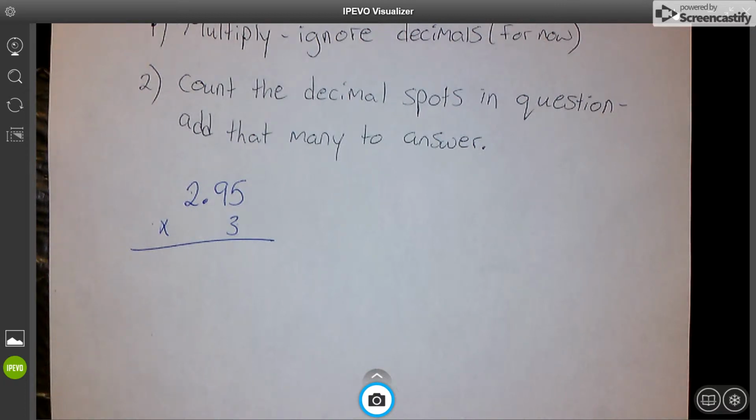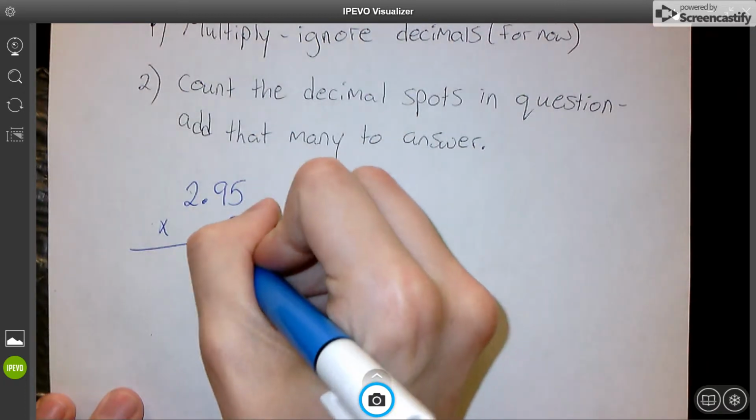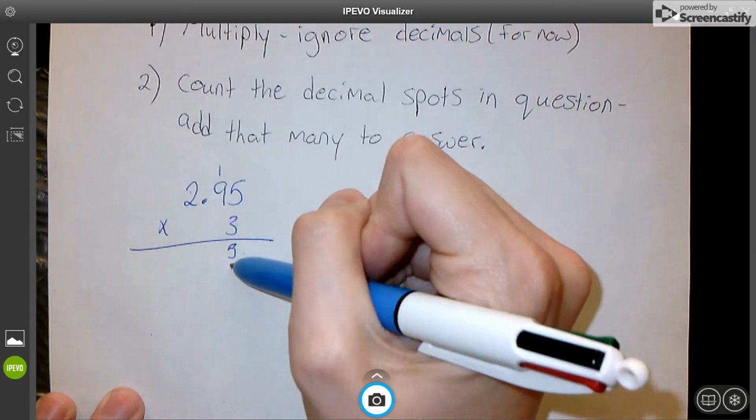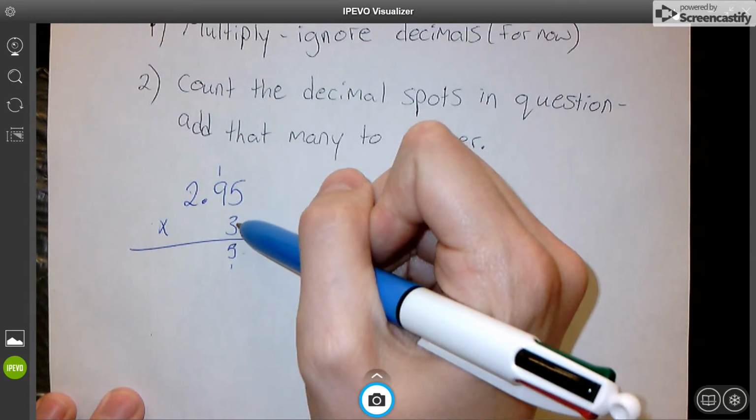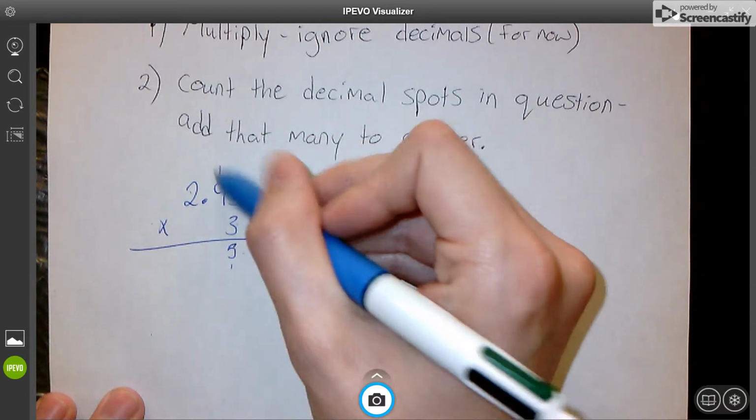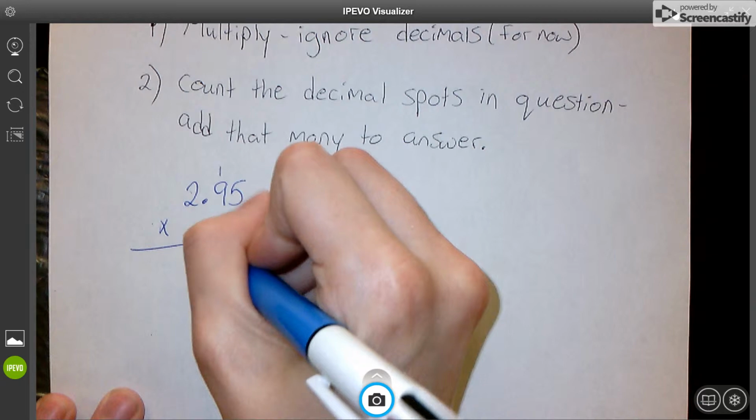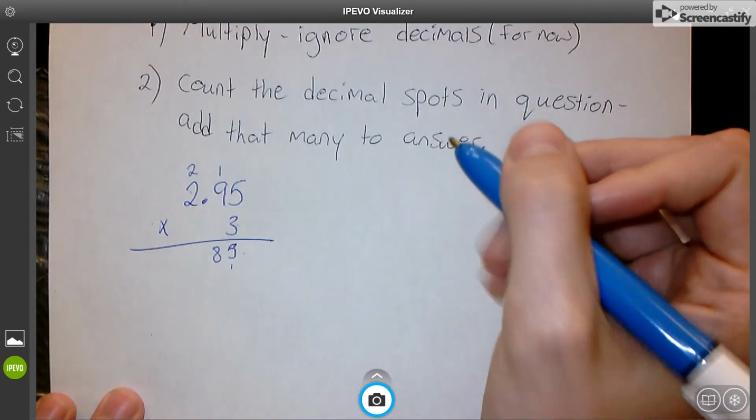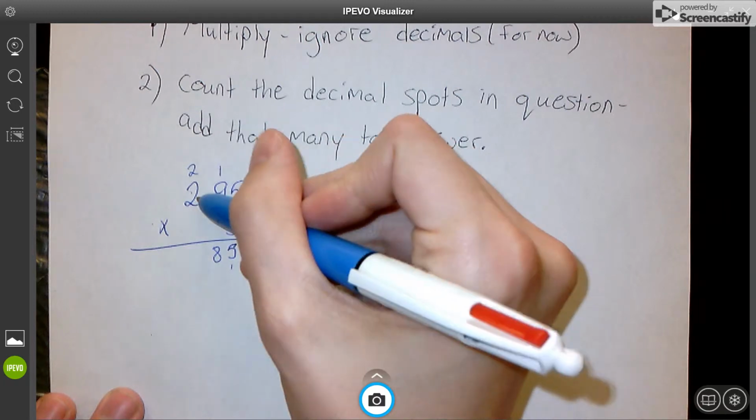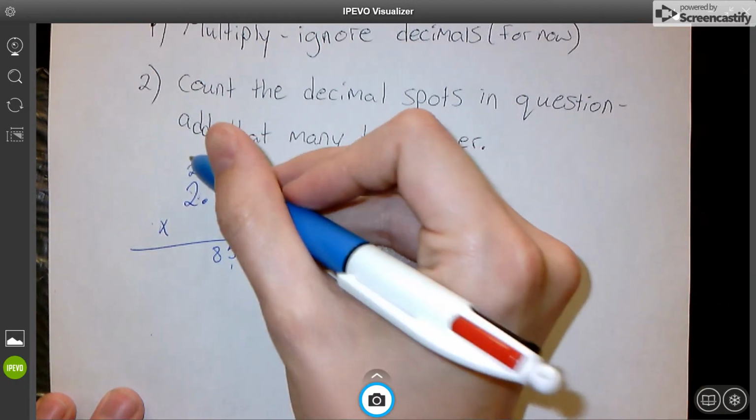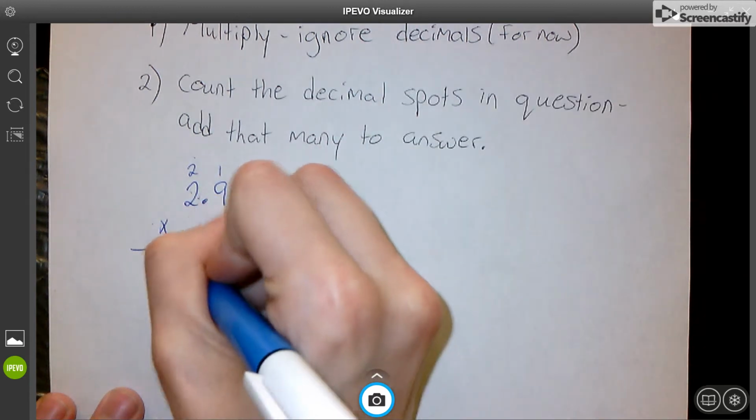So we got 3 times 5, which is 15. So the 5 can stay, the 1 must carry, right? 3 times 9 is 27. Add your 1 is 28. So the 8 can stay, the 2 must carry. And then 3 times 2 is 6, plus your 2, though, is 8.